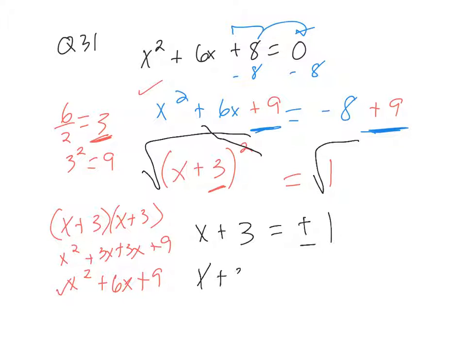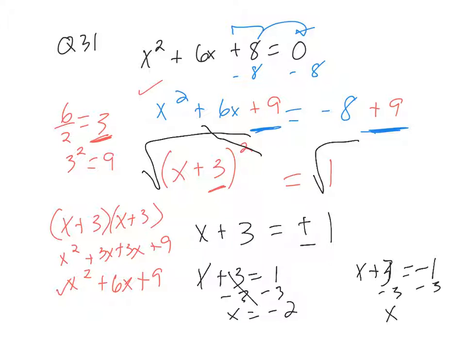You're going to have x plus 3 equals positive 1. You'll have x plus 3 equals negative 1. Solve for x on both sides by subtracting 3. x will equal negative 2 over here, and x will equal negative 4 on this side. So your answer is x equals negative 2 comma negative 4, both of these answers.